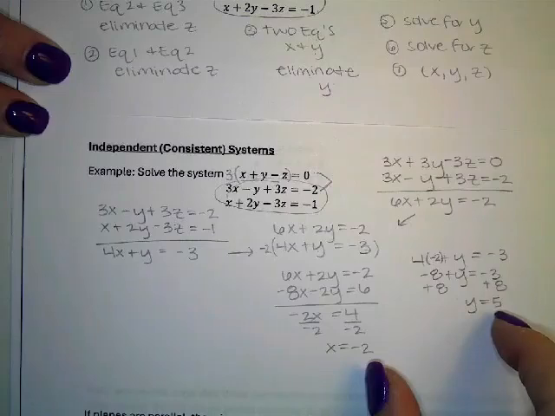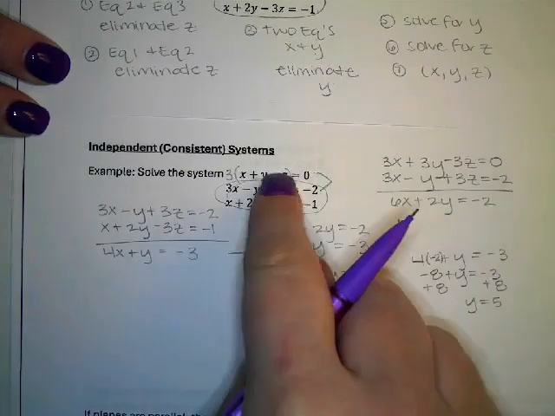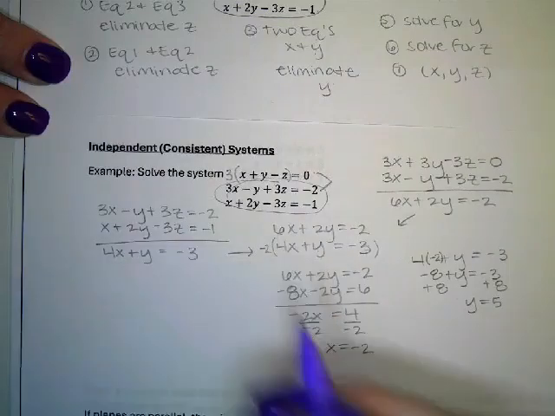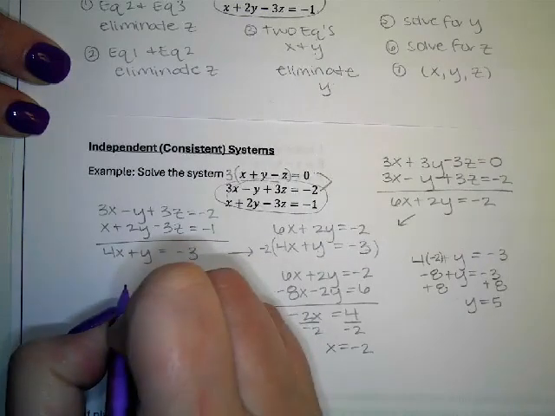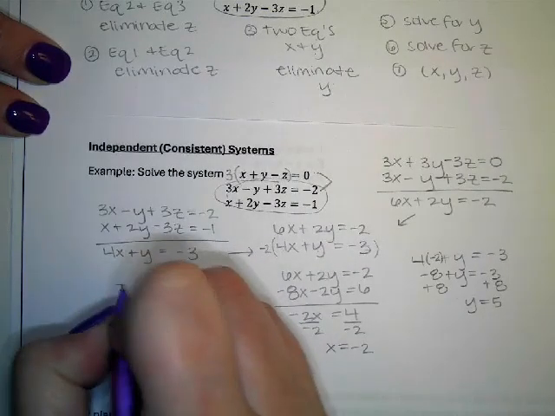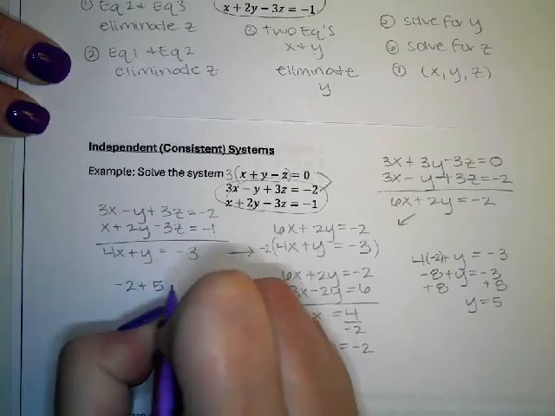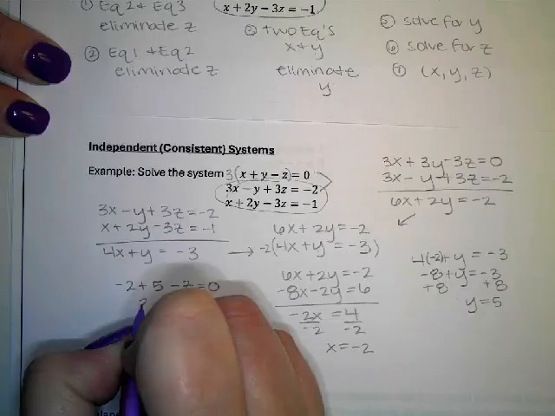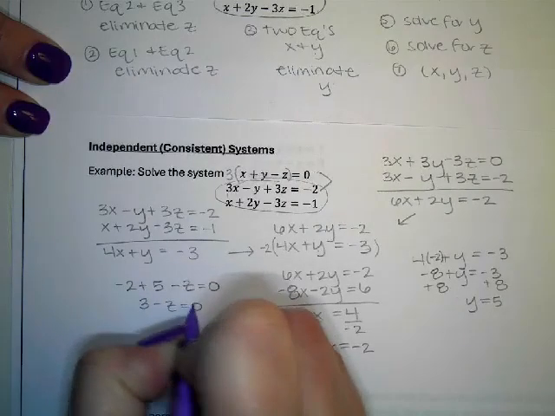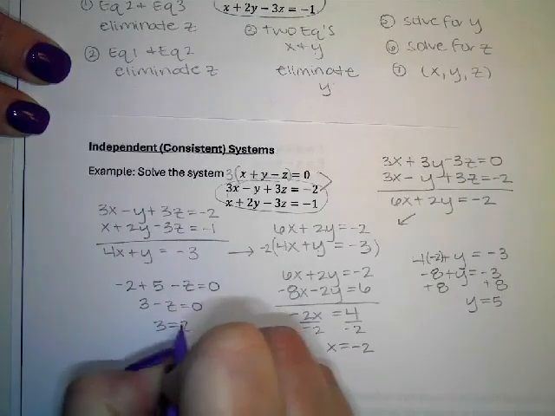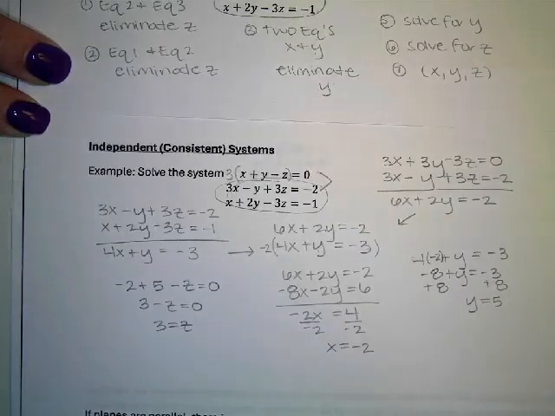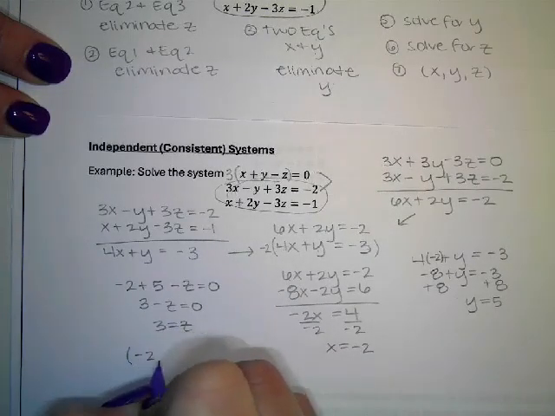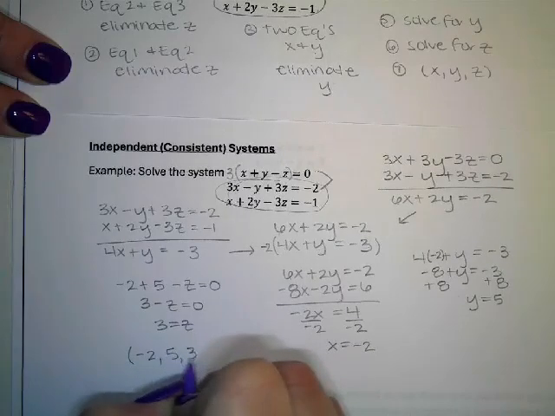And then I'm going to take the x and the y that I found, and I'm going to go back to one of the original equations. And I'm going to go back to the first one. So x plus y minus z equals 0. 3 minus z equals 0. So 3 is z. And so my solution as an ordered triple is negative 2, 5, 3. And that's it.